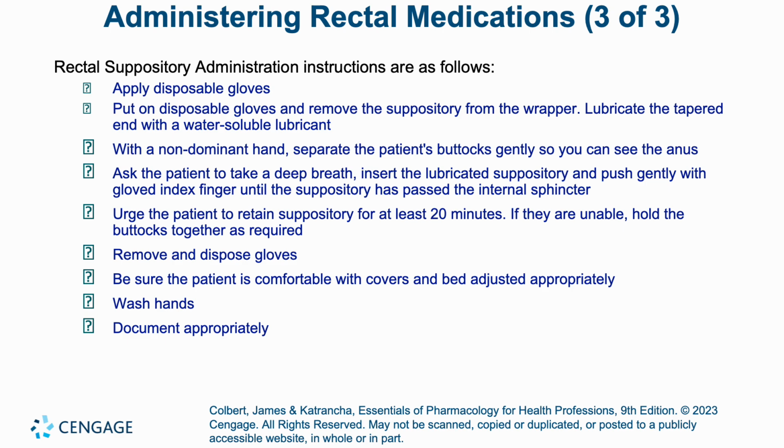Next steps, we will apply our disposable gloves and remove the suppository from the wrapper. Lubricate the tapered end with a water-soluble lubricant. With your non-dominant hand, gently separate the patient's buttocks so you can see the anus. Ask the patient to take a deep breath, insert the lubricated suppository, and push gently with the gloved index finger until the suppository has passed the internal sphincter.